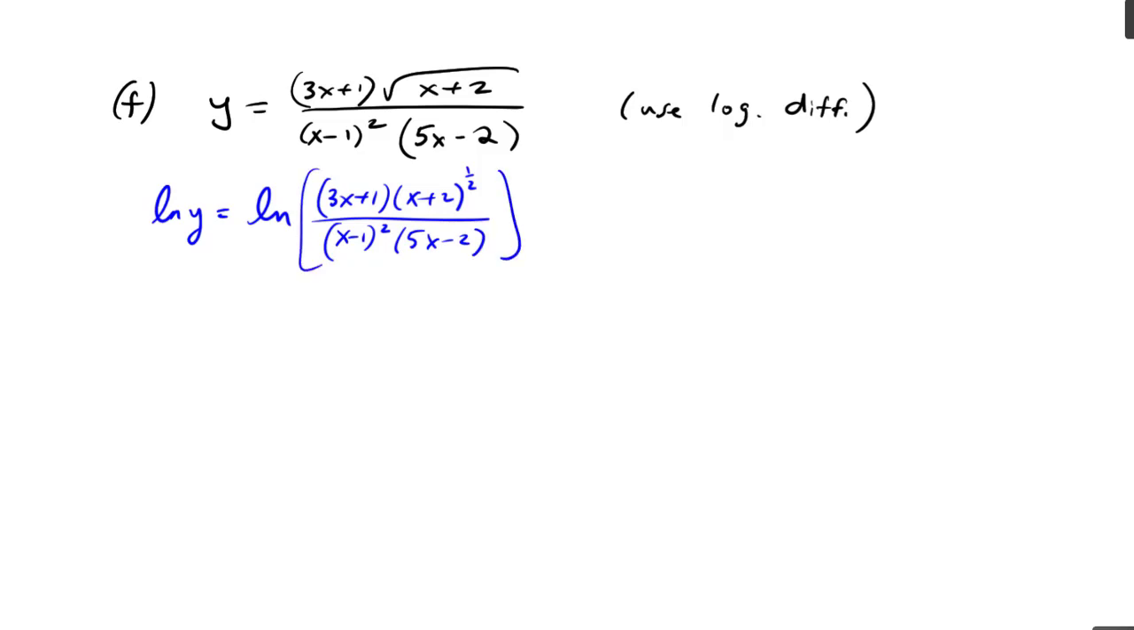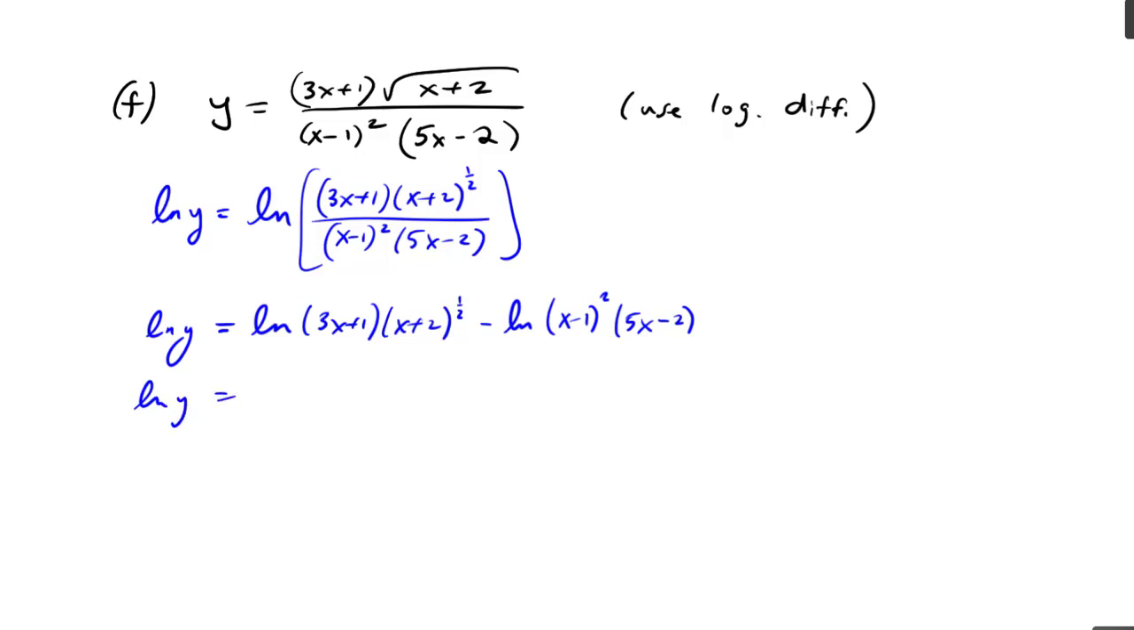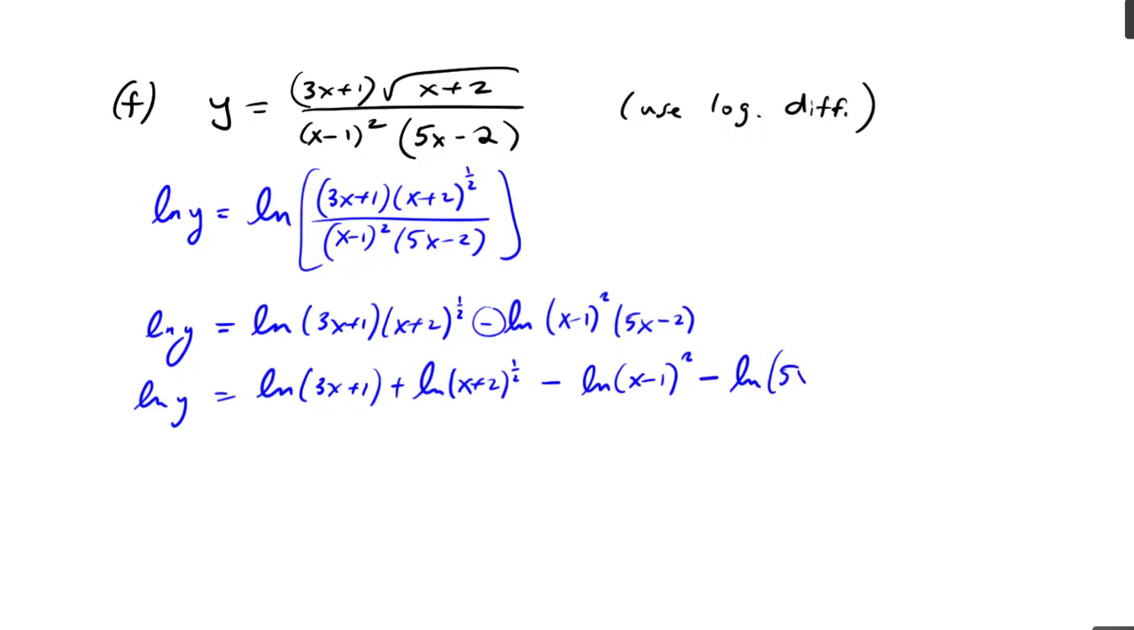Okay, and the benefit here is that I can write this right-hand side a little differently. So what I'm going to do is it's ln of the numerator minus ln of the denominator. That's just from my logarithmic simplification rules. But that gives me logs of powers. So that's ln of product, sorry, of ln 3x plus 1 plus ln x plus 2 to the 1/2 minus ln x minus 1 squared. And it would be a plus, but there's the minus outside that makes this a minus ln 5x minus 2.